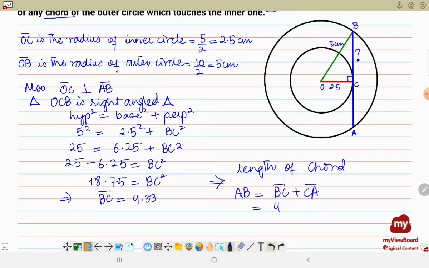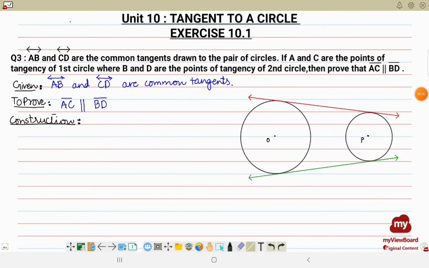So BC is equal to 4.3, and CA is the same as BC, because the line from the center of the circle coming here has divided the chord into equal portions. So 4.3 plus 4.3, it will be 8.66 centimeter. Hope you understand the sum. Thank you. Question number 3 now.